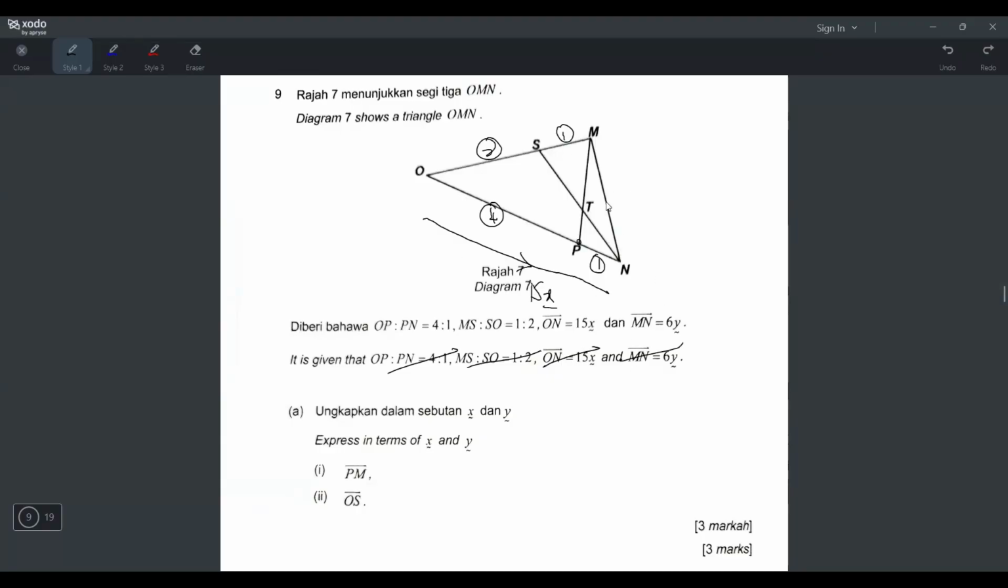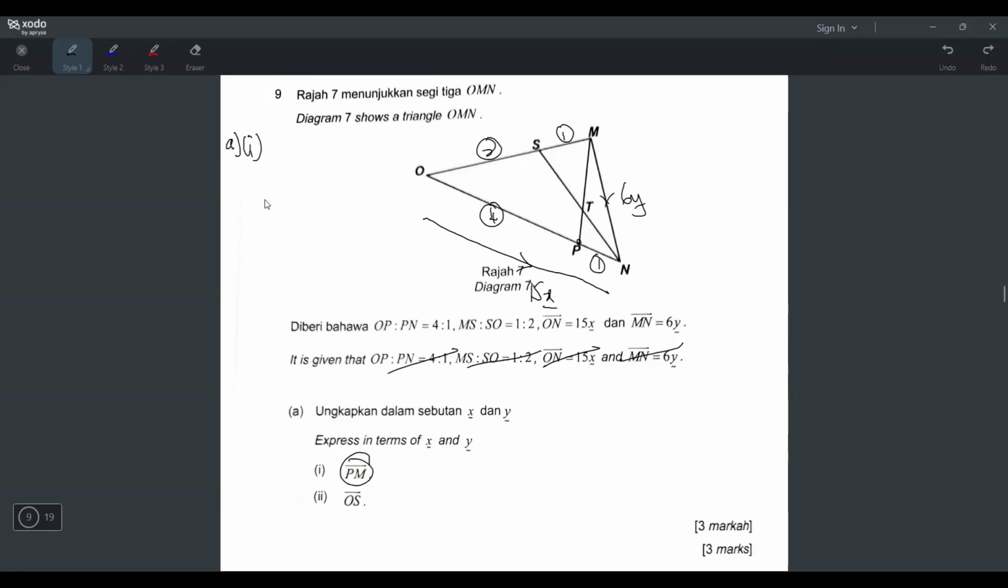Okay, MN is 6y. So this is 6y. That means I can find OM. Yes, I can find OM, because OM is 15x minus 6y, because O to M is ON plus NM, and I have both vectors already. Now let's focus and see what they want.